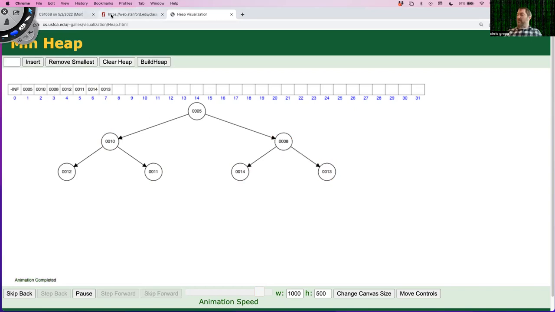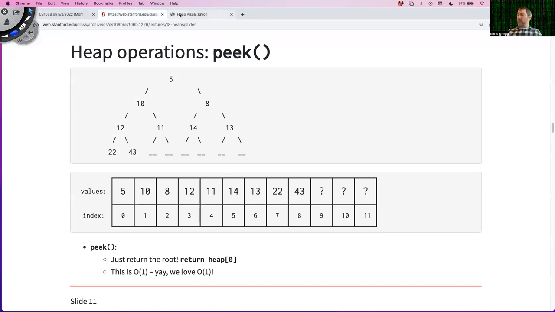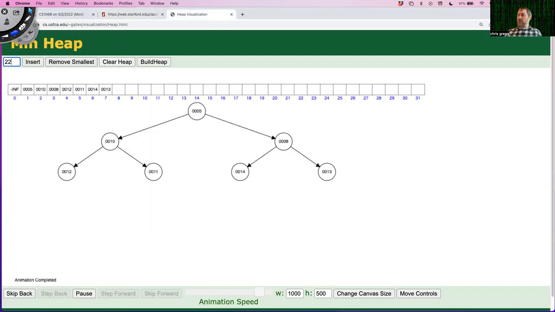And then what else do we have? We've got 22 and 43. Okay, and then we have 22 insert, and then we have 43 insert. Okay, you can go play around with this, by the way, if you want to take a look. Now, I'm going to insert 9.